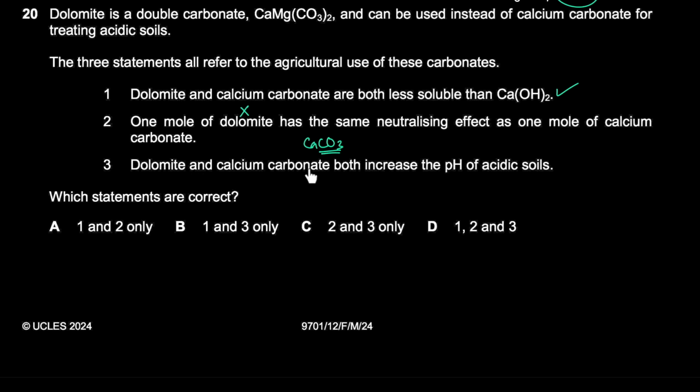Dolomite and calcium carbonate both increase the pH of acidic soils. That is correct, they're going to neutralize the acid, making it less acidic. More acidic means lower pH, less acidic means greater pH. So statement 3 is correct. So the answer is B.